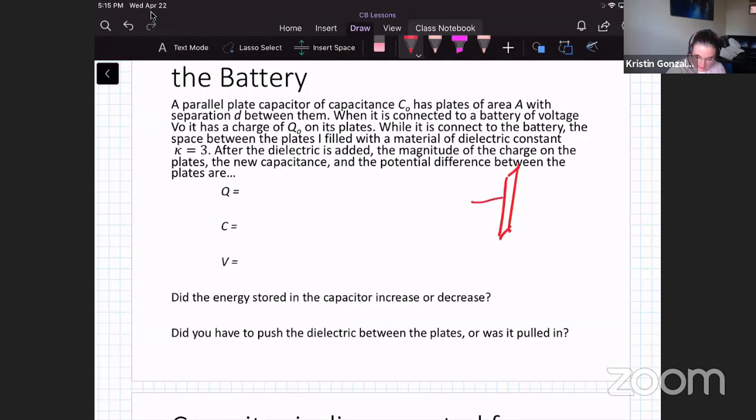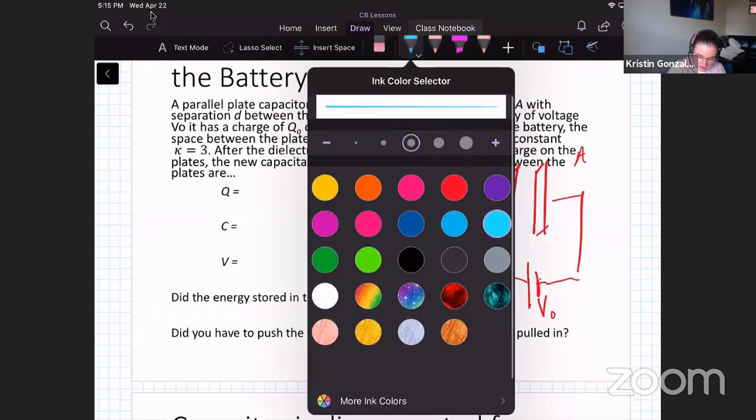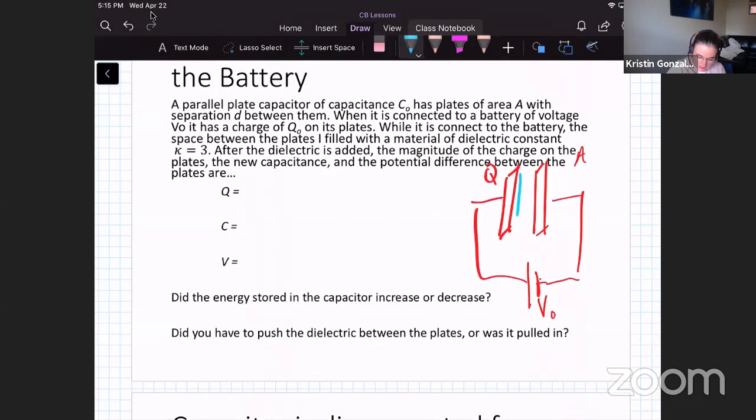Okay, so we've got our plates here connected to our voltage and charge Q. The plates have an area of A. And so we're going to fill that in with our dielectric that has a K of 3.